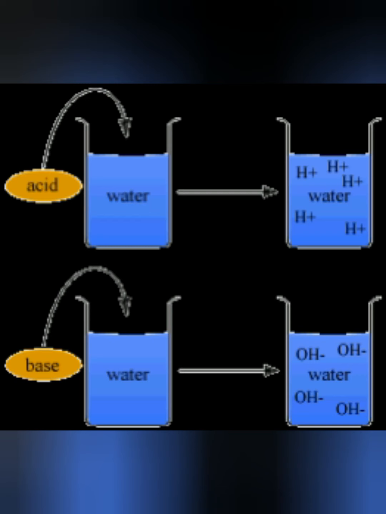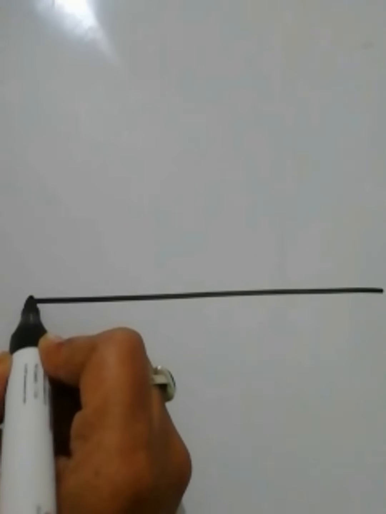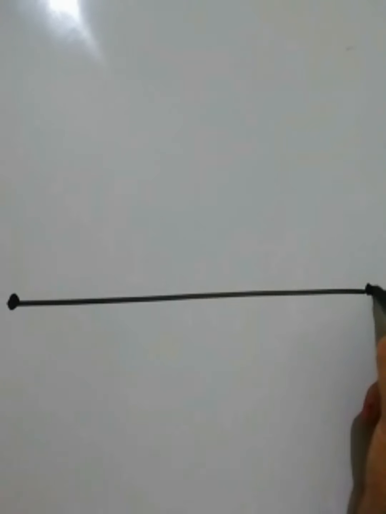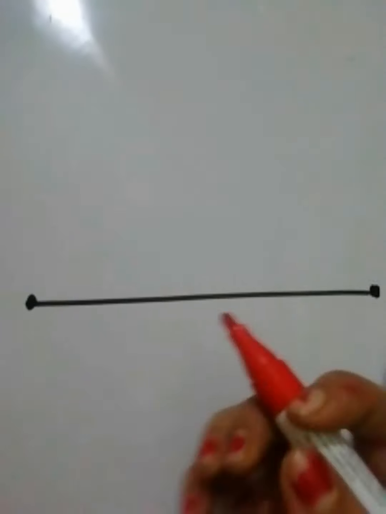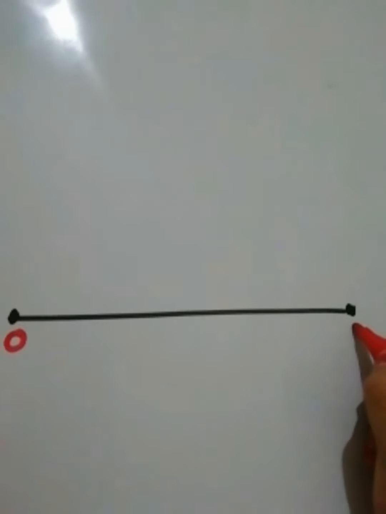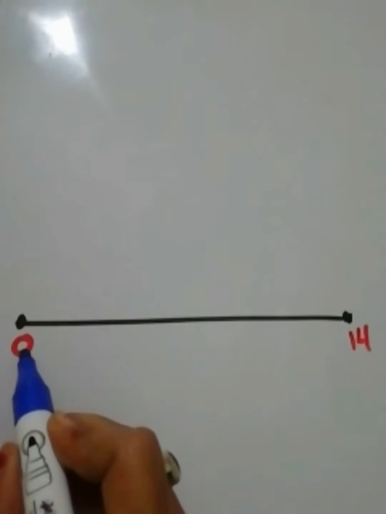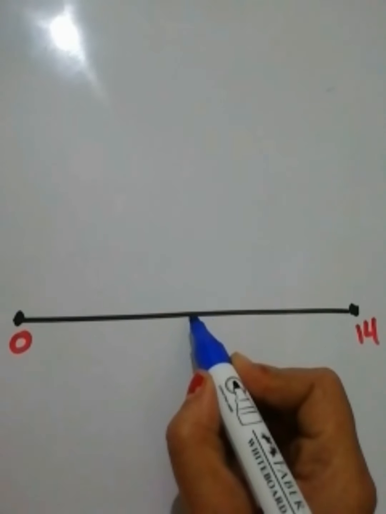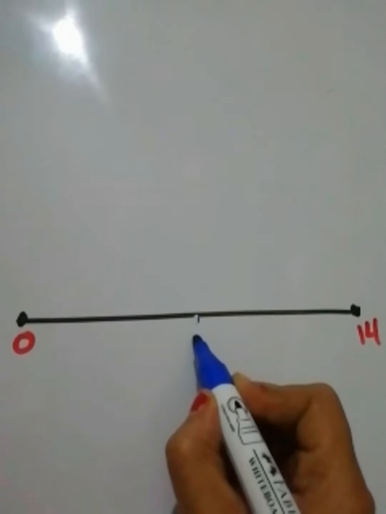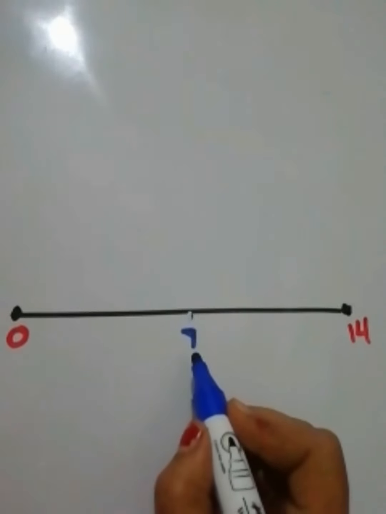So it is clear. Now we will see the pH scale. The pH scale is like a scale we use, okay? Every scale has a starting point and an ending point, right? So the starting point starts at 0 and the ending point ends at 14. In between 0 and 14, there is 7. The middle will be at 7 only.